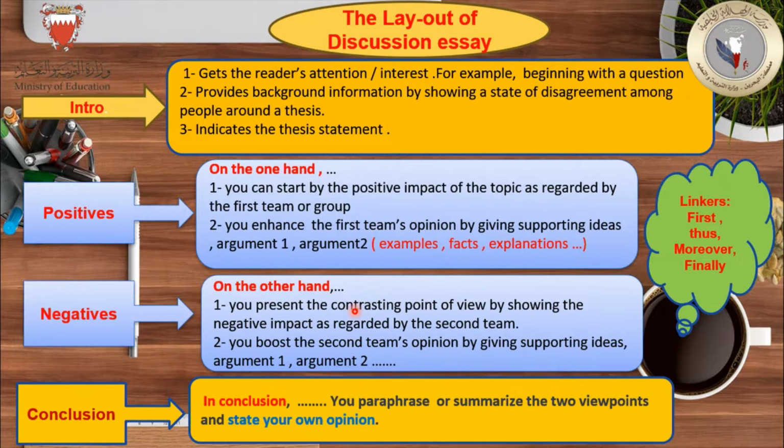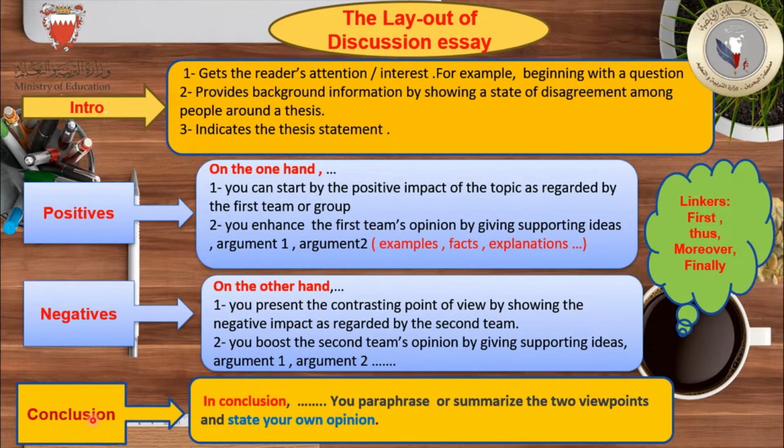Then we come to the third paragraph, which is the negative sides or negative points or disadvantages. On the other hand, you present the contrasting point of view by showing the negative impact as regarded by the second team. Also, you reinforce the second team's opinion by giving supporting ideas through many arguments or many reasons, 1, 2, or 3, as you like.